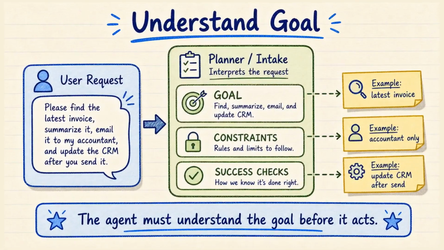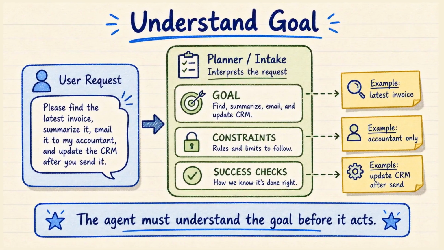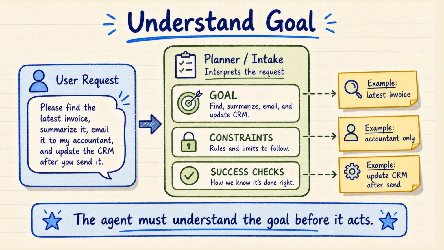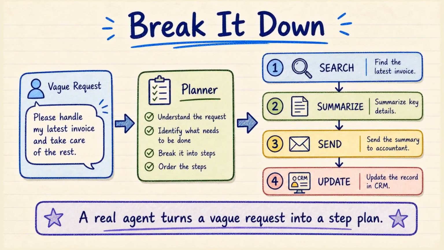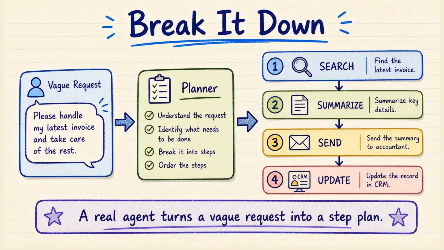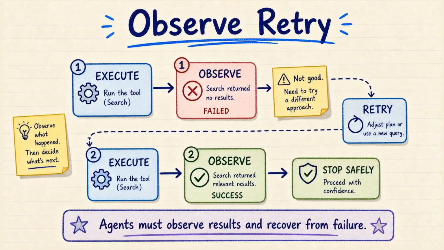The first problem is goal understanding. The system has to know what the user really wants, what success looks like, and where the boundaries are before it touches any tool. Next, the agent has to break the request into steps. Search first, then summarize, then send, then record the outcome. Without decomposition, the system becomes vague and error-prone.